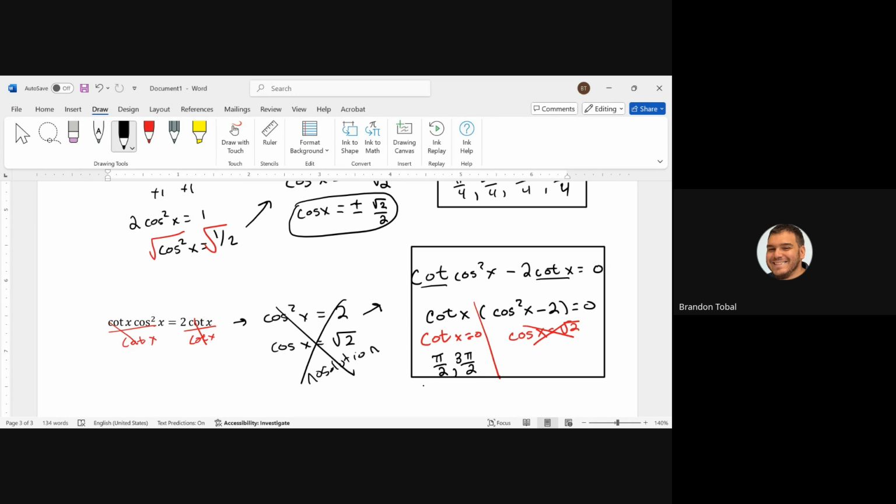Oh, and I guess probably it's not obvious why cotangent is 0 at pi over 2 and 3 pi over 2. Remember, cotangent is cosine over sine. Because of that, I'm effectively finding when is cosine 0? Well, cosine is 0 at pi over 2 and 3 pi over 2, which means cotangent is also 0 at pi over 2 and 3 pi over 2.